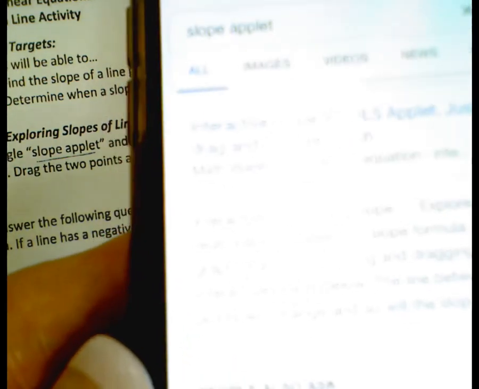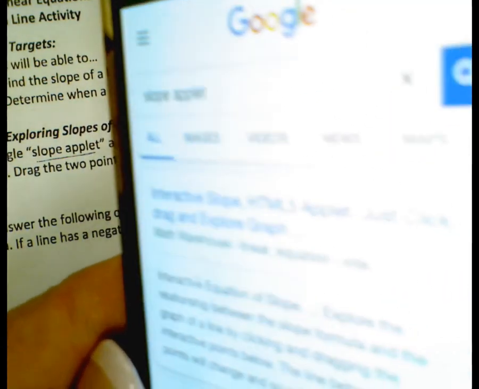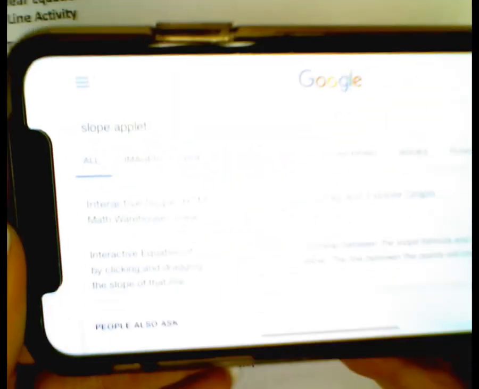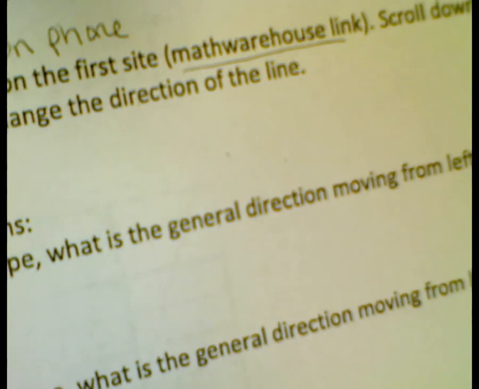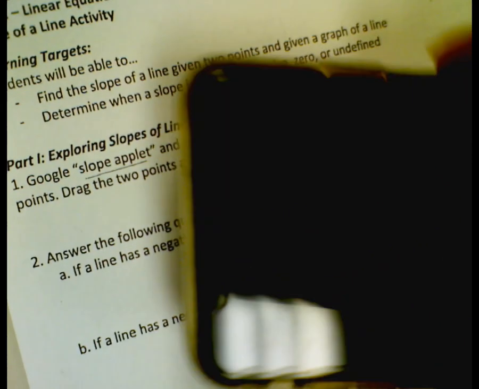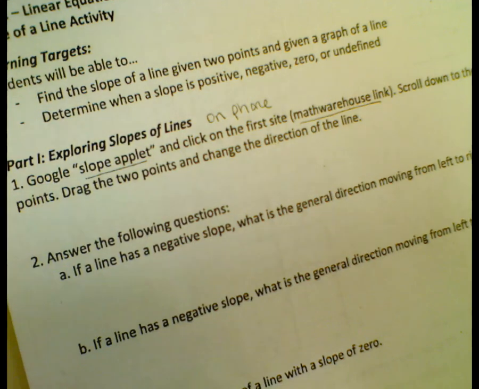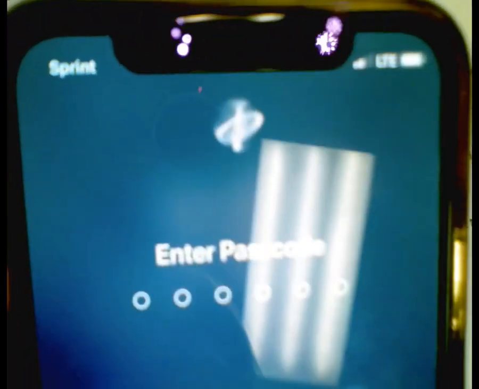Oh, you guys can't see this. Can you guys see this? It's kind of glary. How can I get this so you guys can see this? I can't even see it. I'll try to turn it. All right. It's the very first one. It says interactive slope. My phone just turned off. Let's try this again. Oh my goodness.